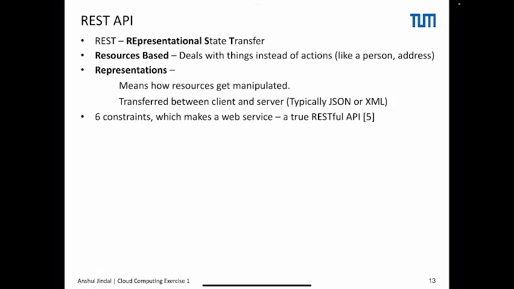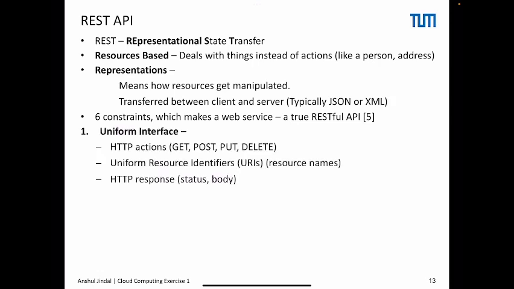And there are 6 constraints which need to be part of any REST API. When you are writing a REST API, it should fulfill these 6 constraints. One of them is the uniform interface, that it should have the HTTP methods, which we call CRUD: get, post, delete, and put.